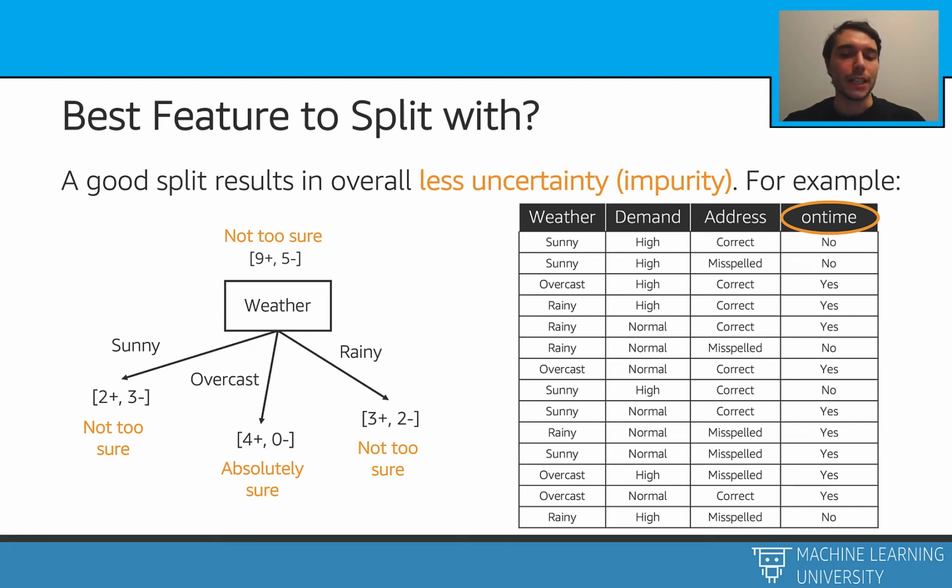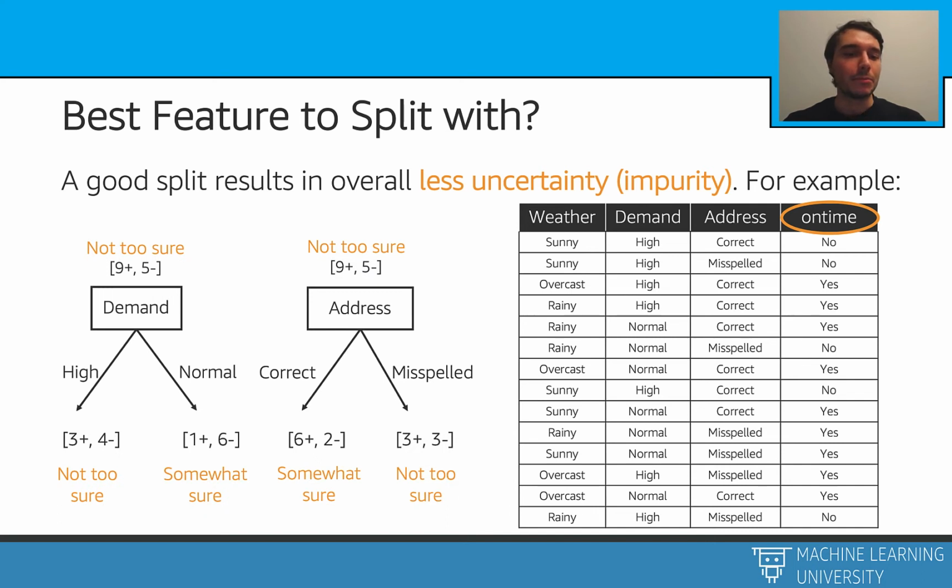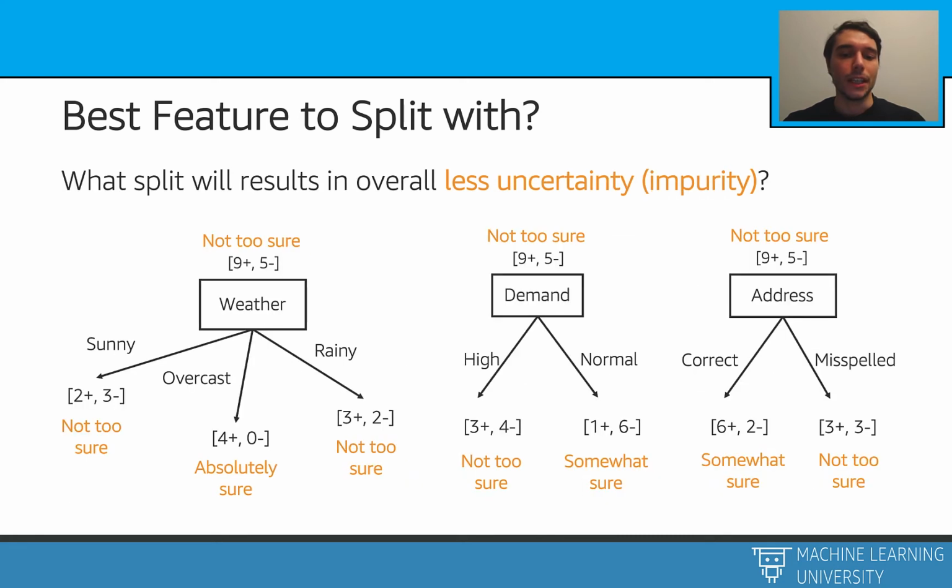With the rainy, we have 3 positive and 2 negative. And again, this is not too sure, and there's a lot of impurity again here. And we are going to do the same thing with the other features, with the demand and address. And overall, everything looks like this.